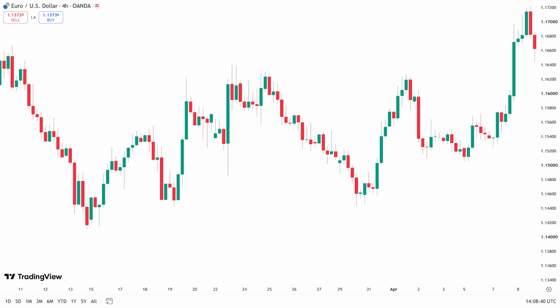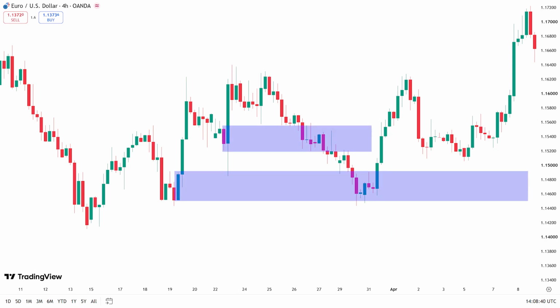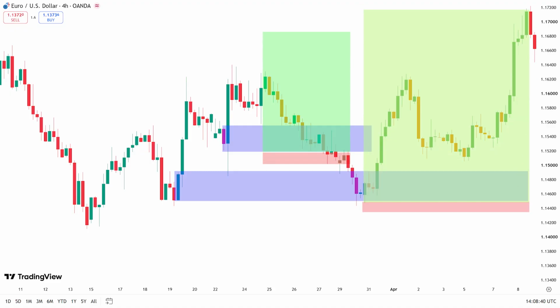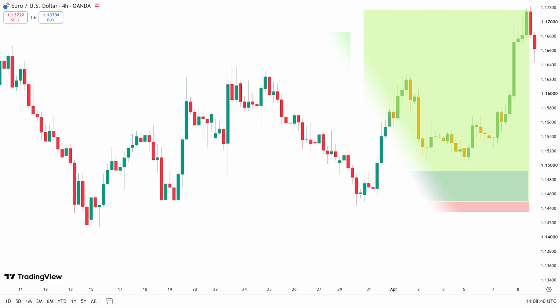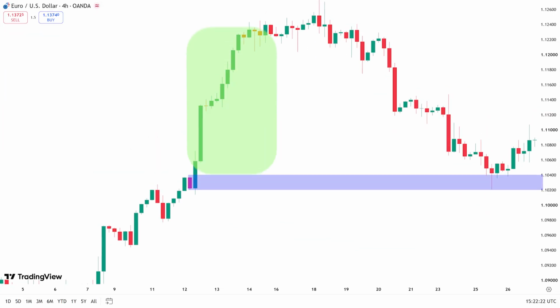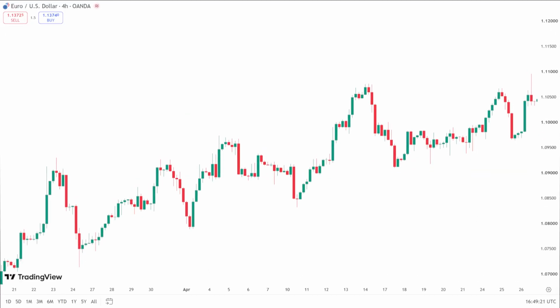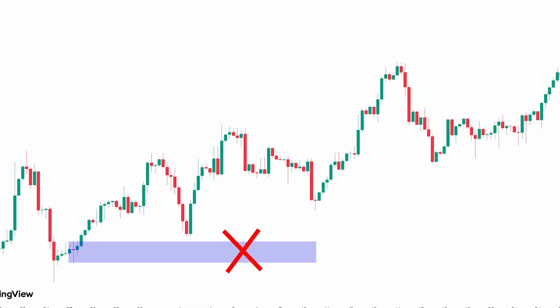The difference between a valid order block and a fake one could be the difference between a winning trade and a losing one. Many traders enter order blocks that are designed to attract liquidity rather than start a genuine move. In this video, you'll learn exactly how to tell the difference using clear and practical criteria.